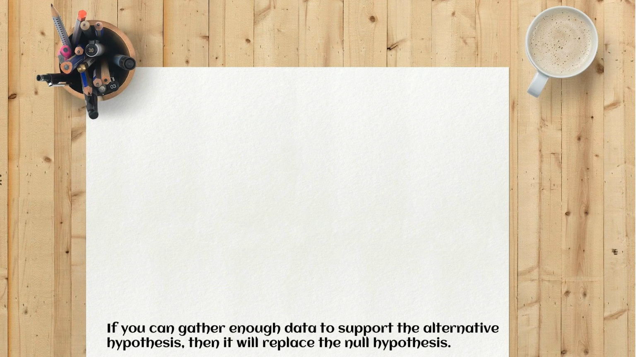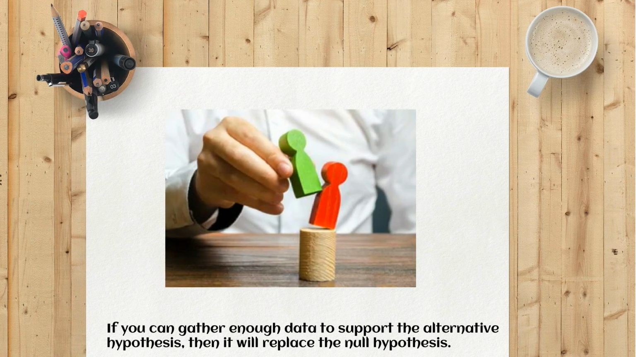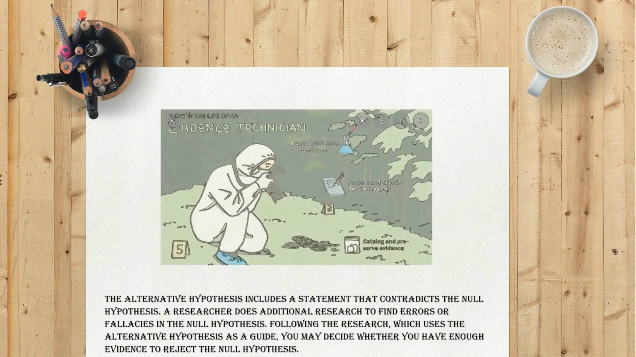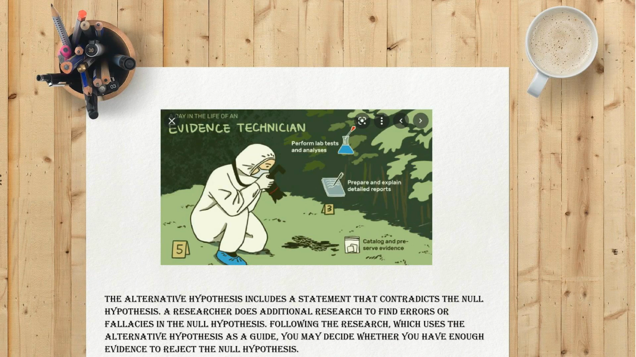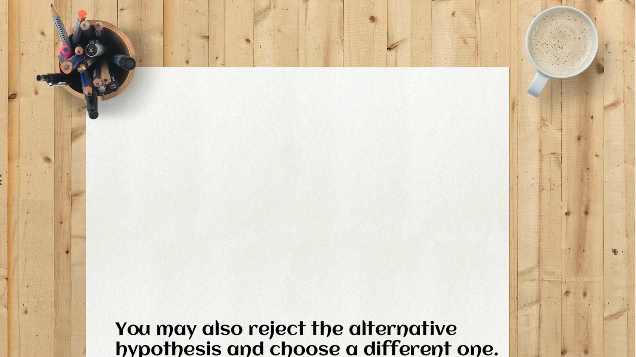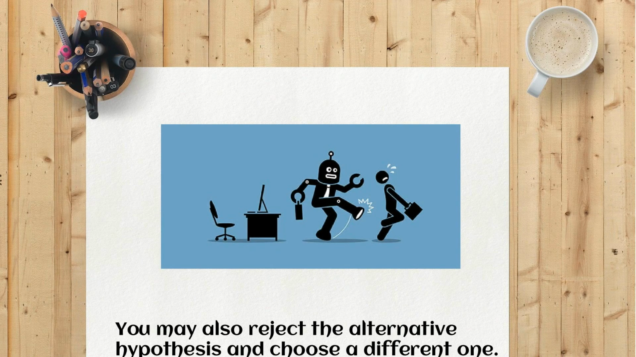If you can gather enough data to support the alternative hypothesis, then it will replace the null hypothesis. The alternative hypothesis includes a statement that contradicts the null hypothesis. A researcher does additional research to find errors or fallacies in the null hypothesis. Following the research, which uses the alternative hypothesis as a guide, you may decide whether you have enough evidence to reject the null hypothesis. You may also reject the alternative hypothesis and choose a different one.